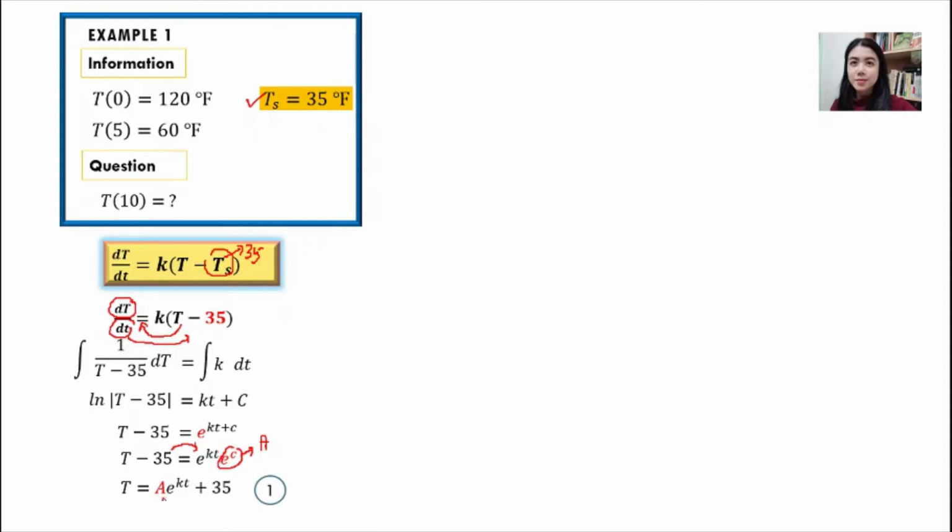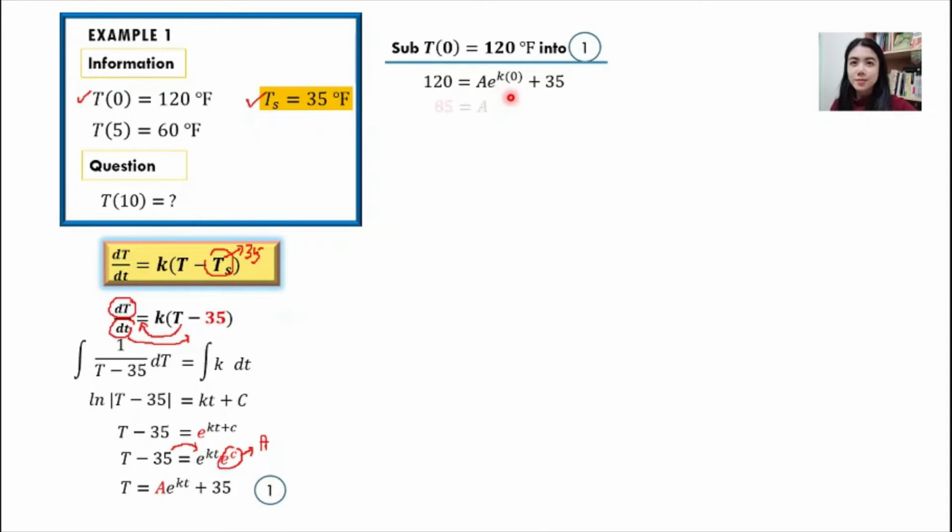If you look at equation number 1, basically you have two parameters that you have to figure out the value of: the parameter A and the parameter k. How are we going to figure out the value of these parameters? It's through the information. Let's look at the first information that we have here: T of 0 equals 120 degrees Fahrenheit. We're going to substitute it into equation number 1. So the temperature is 120 degrees Fahrenheit, we substitute 120 here, and the time is 0, we substitute here. Then we have the next line.